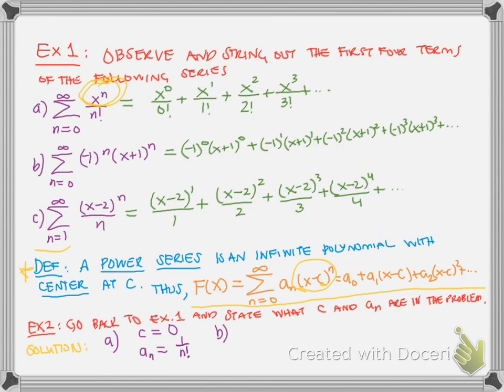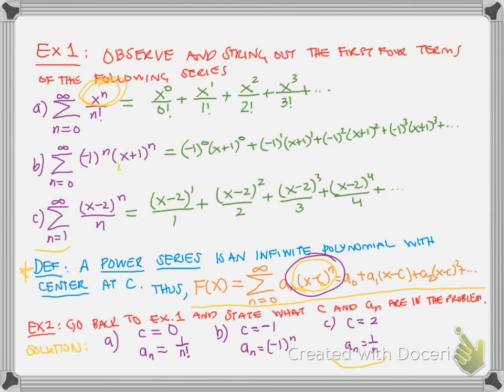Why don't you pause the video and see if you can figure out what B and C will be. Okay, we're back. Hopefully you found out, I'm going to look at C first because I'm going to come back to B. For C, you should get that C is equal to 2 and a sub n is 1 over n. B is where I said you have to be careful. The general form is a sub n times x minus C to the n. So when it's in the form x minus, then you have your C directly.